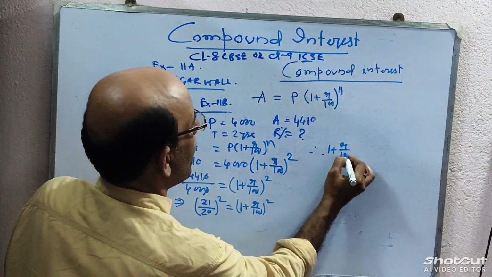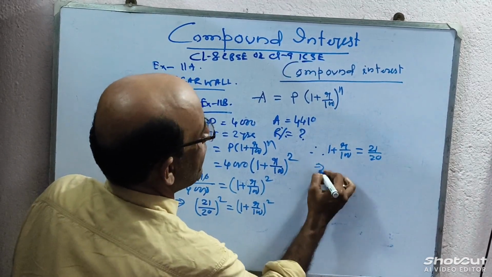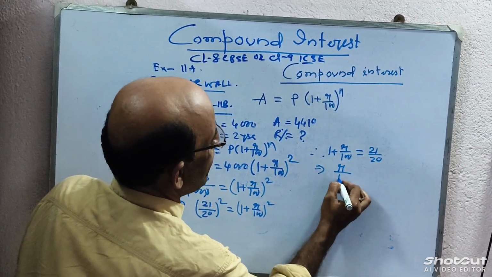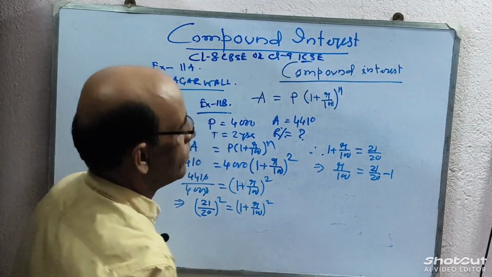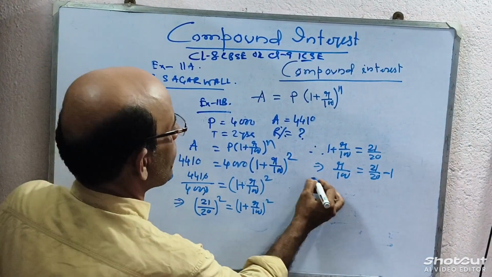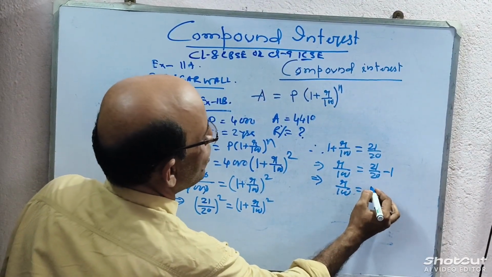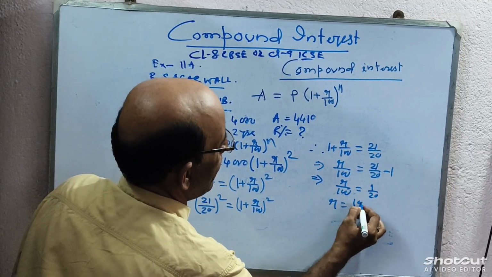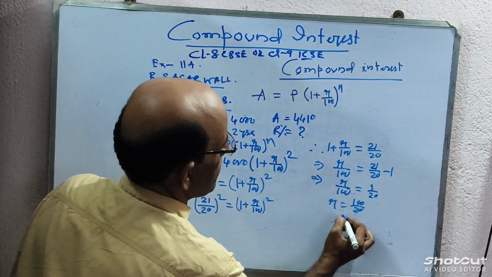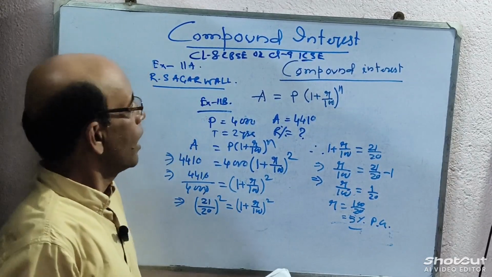Therefore 1 plus R by 100 is equal to 21 by 20. Therefore R by 100 is equal to 21 by 20 minus 1. Therefore R by 100 is equal to 1 by 20. R is equal to 100 by 20, 5%. 5% per annum, it is the right answer.